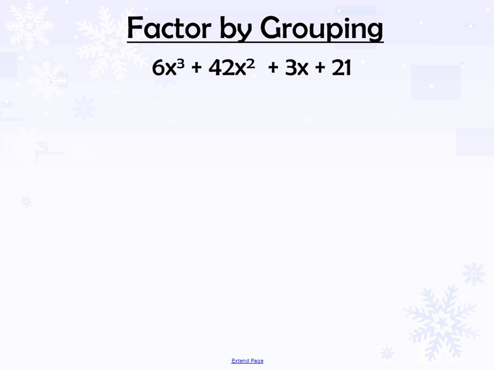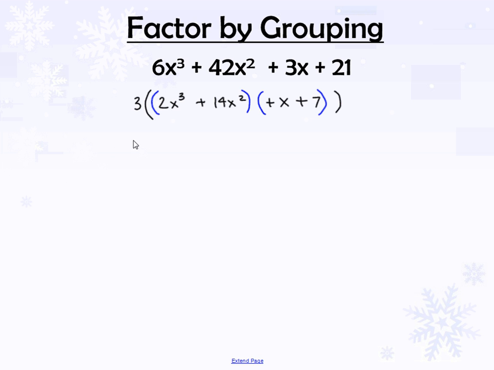Look for a number that goes into all 4 of them and see if you can make your numbers a little smaller, more manageable. In this example, all 4 of these numbers are divisible by 3. So I'm going to first start by factoring out a 3. When I do that, I'm left with 2x to the third plus 14x squared plus x plus 7. Now I'm ready to take this polynomial with 4 terms and factor it by grouping. So I'm going to group the first 2 terms together and then the last 2 terms together.